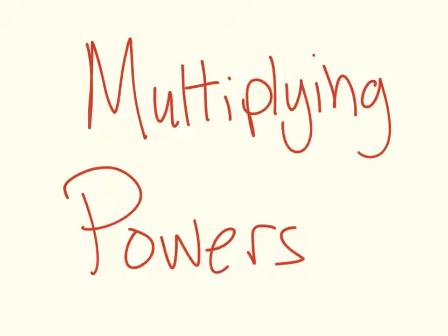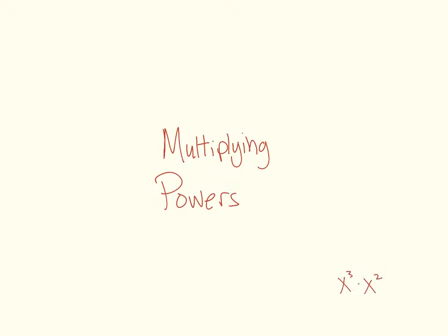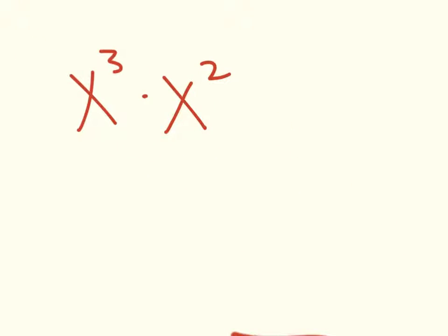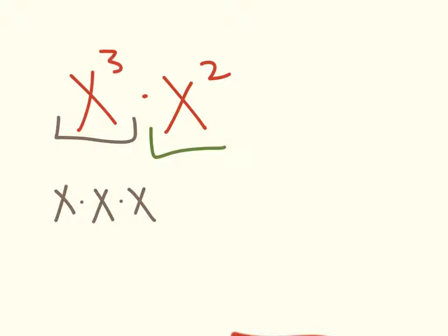In this lesson, we're going to look at how we multiply powers together. So we're going to start off with a small example here. X cubed times x squared, and let's think about what this actually means. X cubed means that we have x times itself 3 times. And x squared means x times itself twice.